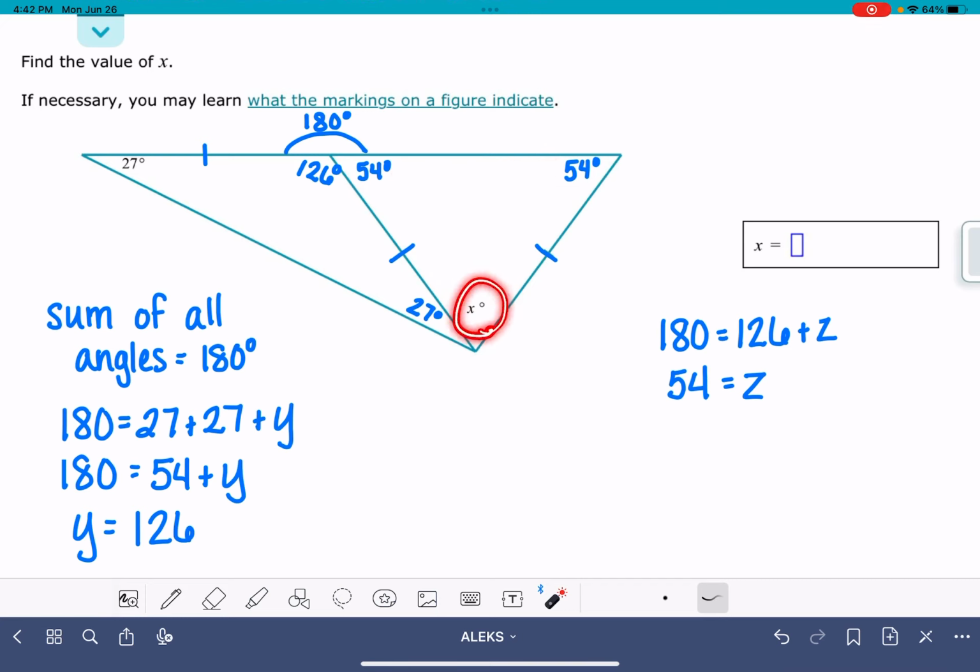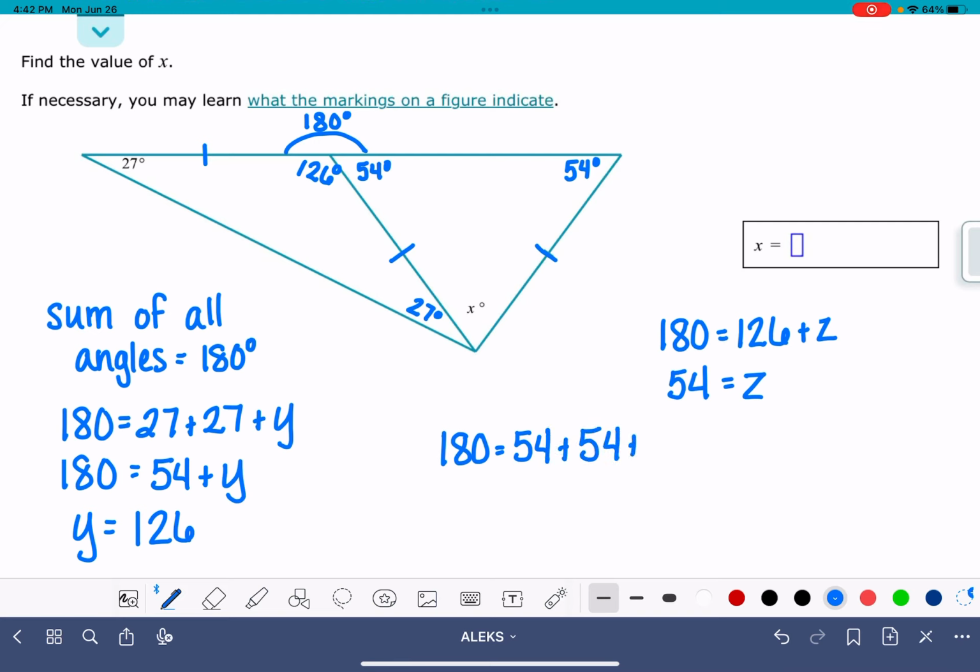And so now we're going to go back to this property. The sum of all of the angles of this triangle has to add up to 180. 180 is the 54 degree angle plus the other 54 degree angle plus x. I'm working in this spot right here. 180 is 54 plus 54, which is 108, plus x. And that means that x is 72. Again, assuming that I did all my addition and subtraction correctly, that value of x is 72.